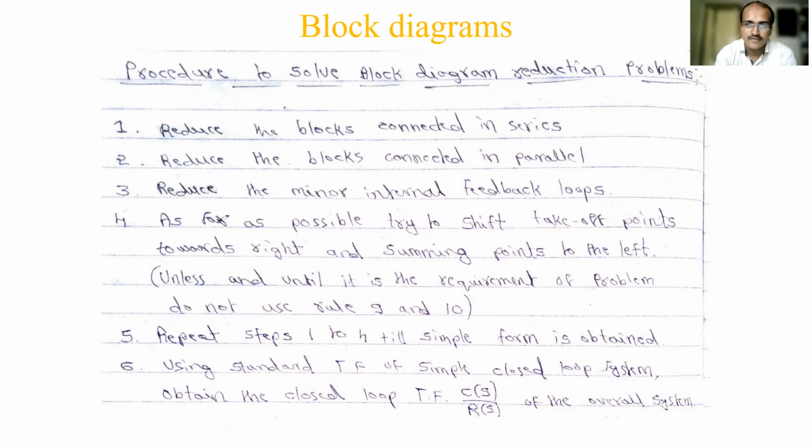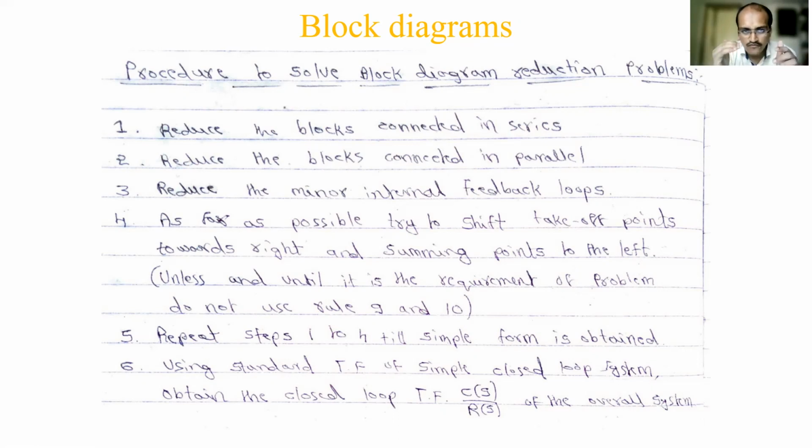If you want to move a summing point or takeoff point, a standard rule is there. What is that? The fourth point will tell about that. As far as possible, try to shift takeoff points towards the right, because it is feedback and should be at the end result, and summing points to the left. So in your block diagram, it may be in any order.